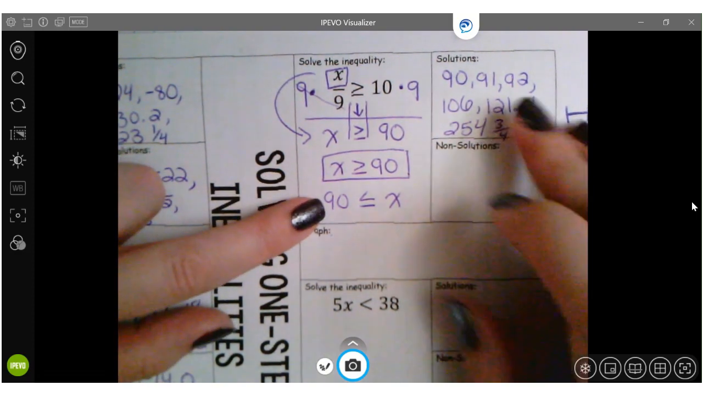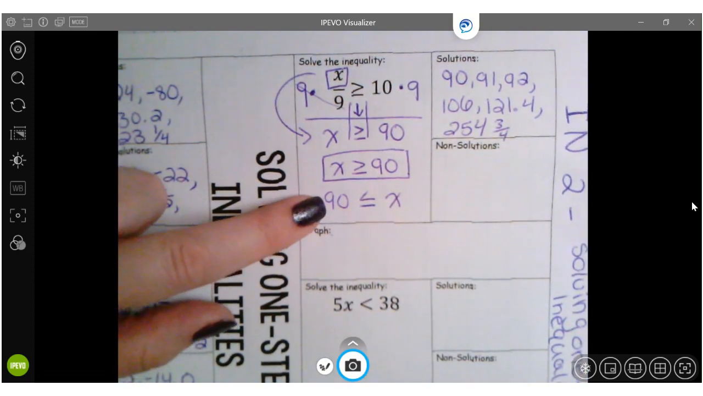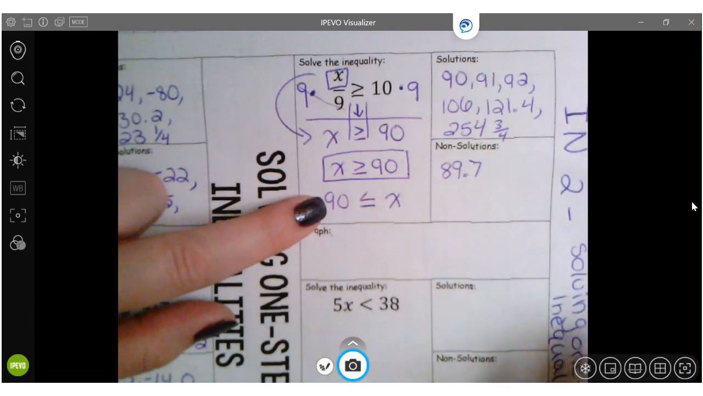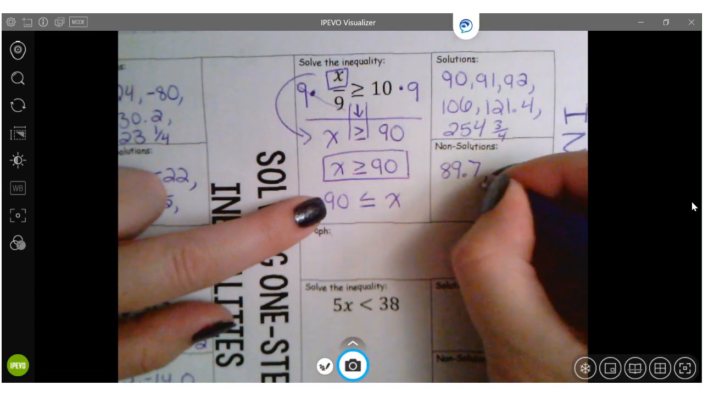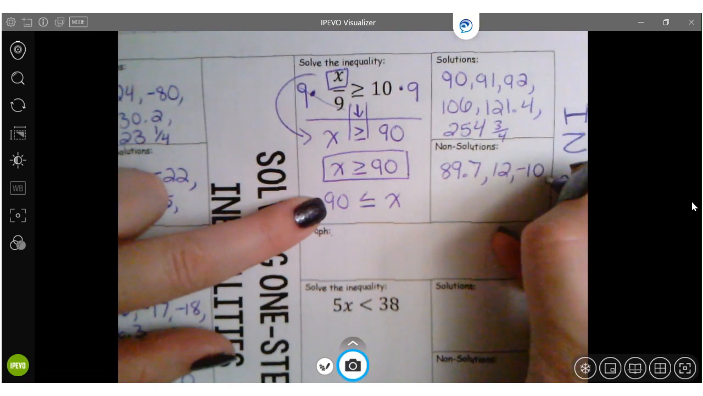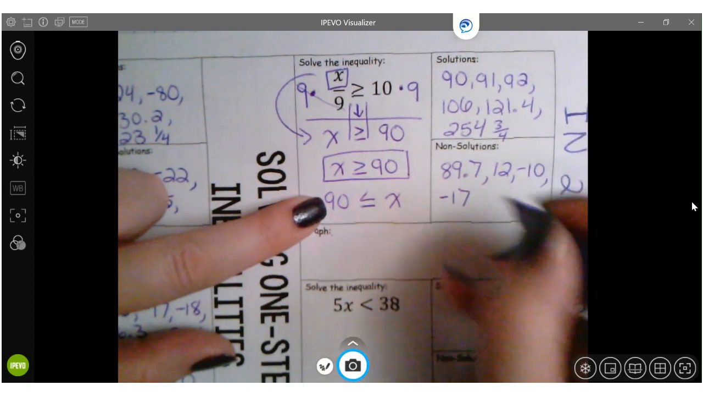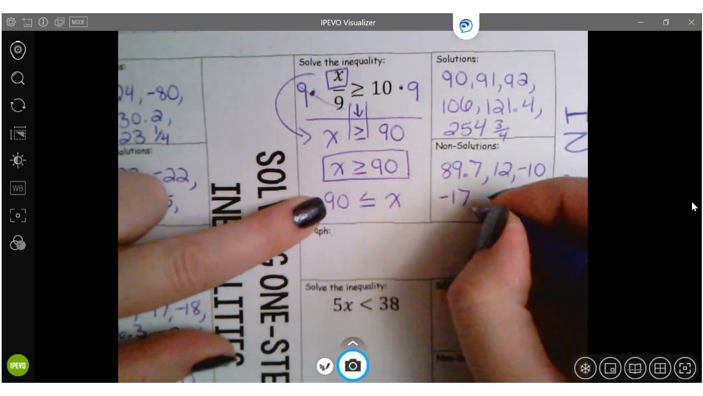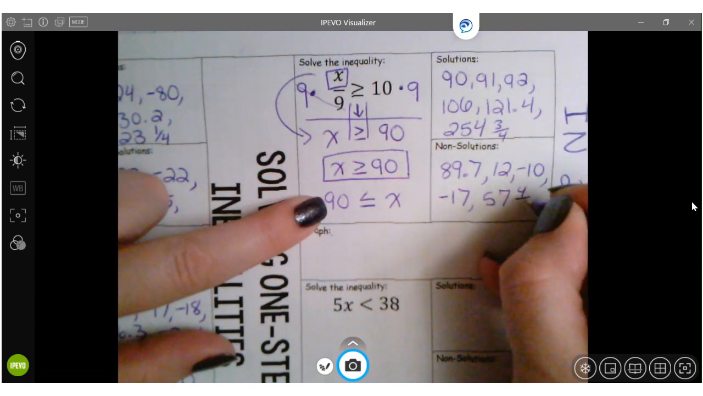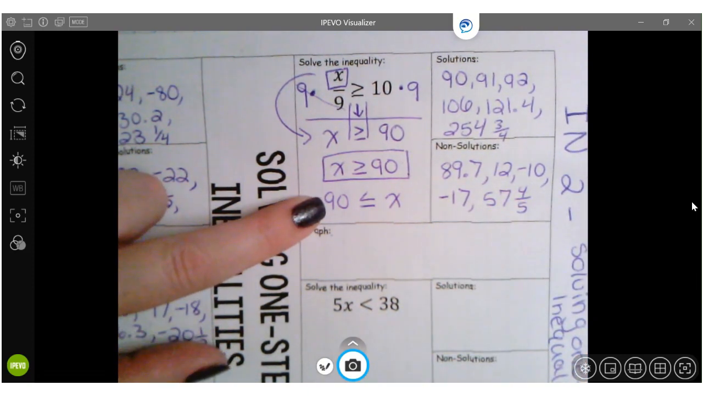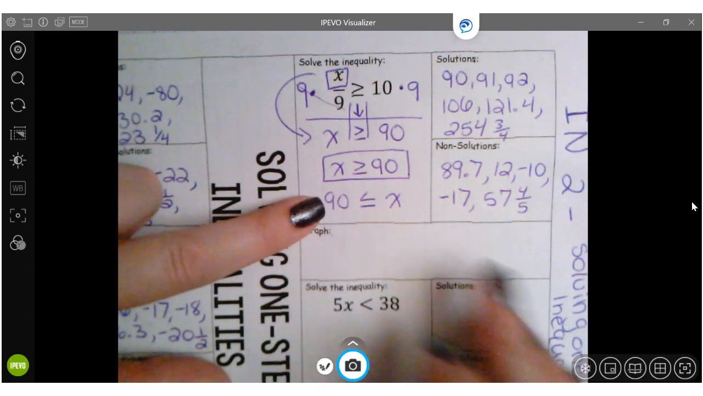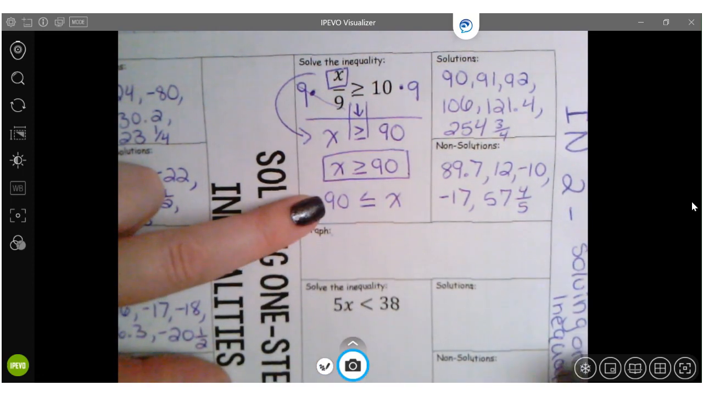Non-solutions, okay, so I'm not including 90. I already listed it as a solution. So numbers a little bit less than 90. I have 89.7, 89 point anything would be less than 90. 12, I could include a negative number like -10, -17. And I can do another number that's positive, but is still less than 90. 57 and 4/5. We'll go back to a mixed number here that has a fraction. So all of those would be non-solutions, because if I substituted them in the place of x, it would not be a true statement. -17 is not greater than or equal to 90.